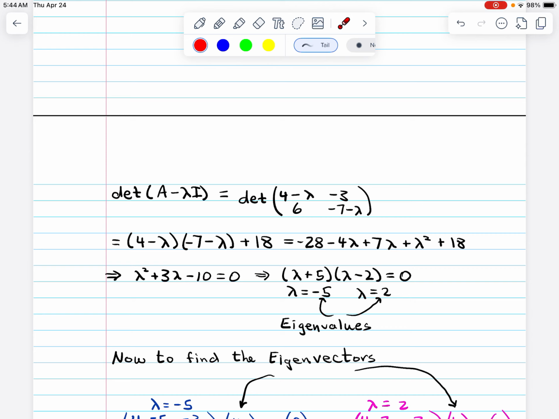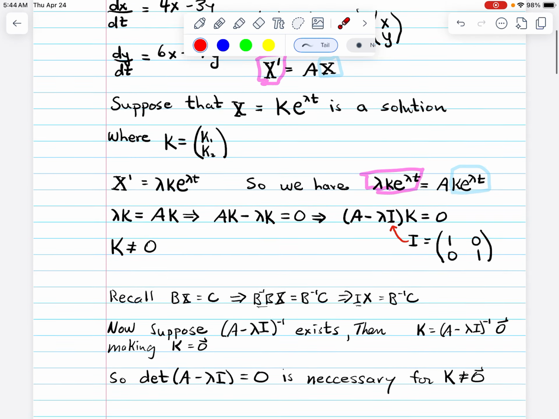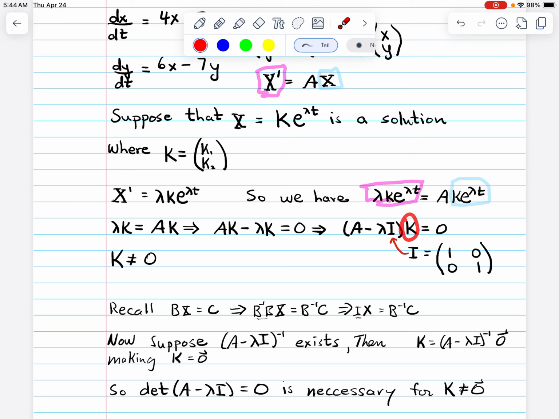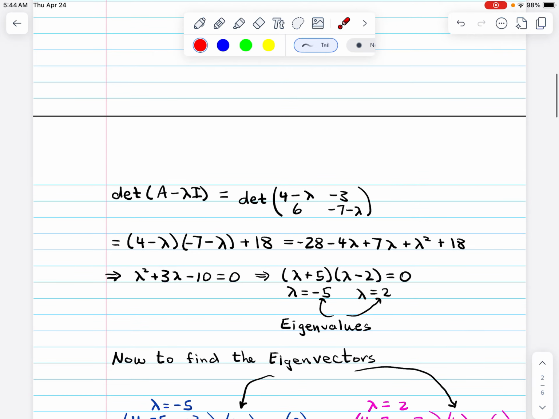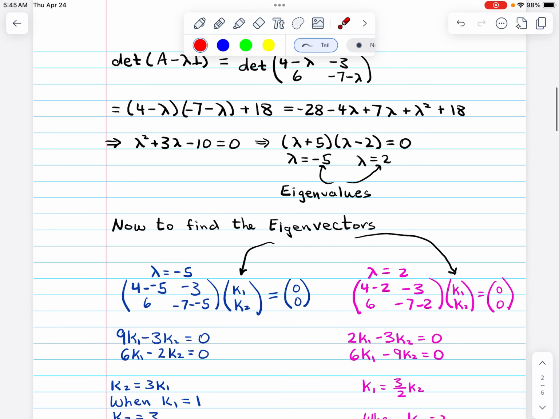Now we use those eigenvalues to find eigenvectors. And the eigenvectors, that's the k that we're looking for. The k, this right here. We're looking for eigenvectors, and k is an eigenvector. So here's what we have now. So let's set out now to find these eigenvectors.